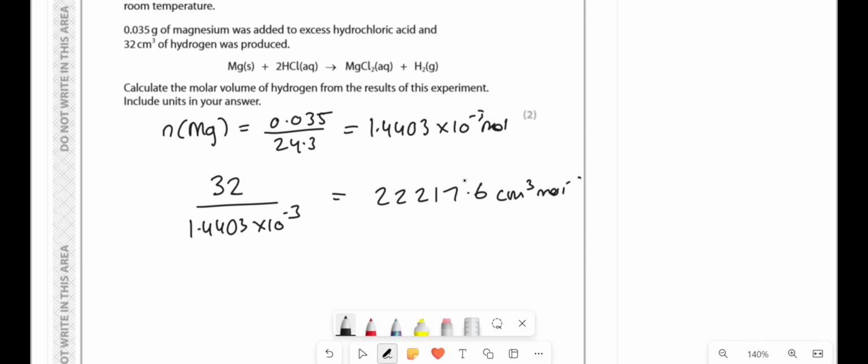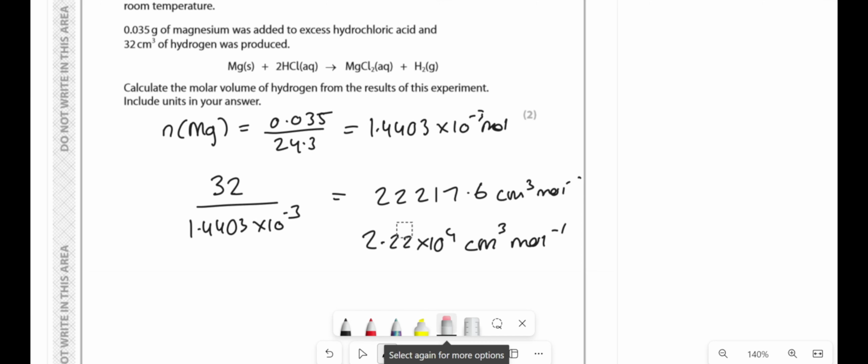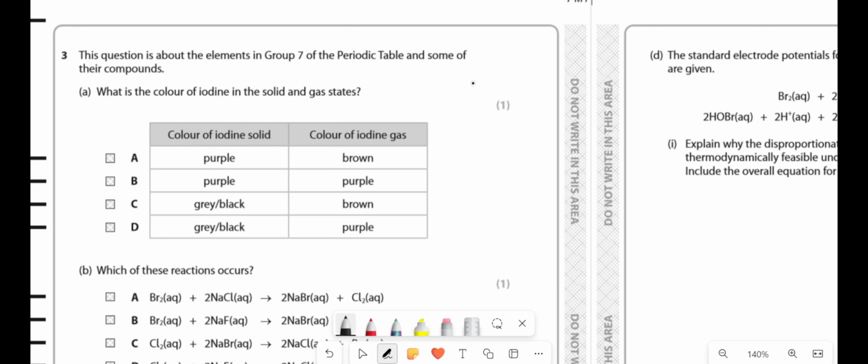but we want to give it to the same number of significant figures as the question, and also we want to put it in standard form ideally. So if we do that, that is 2.22 times 10 to the 4 centimeters cubed moles to the minus 1. We'll go with 2 significant figures because that's what the question's given us. There you go.